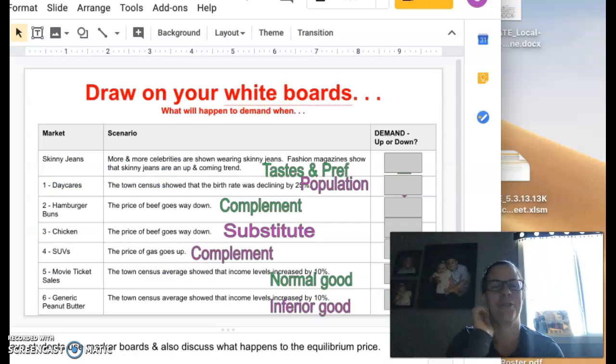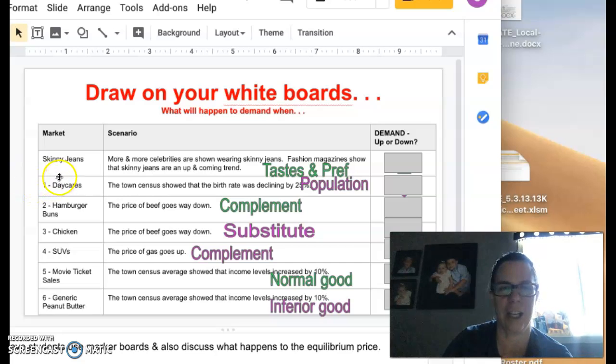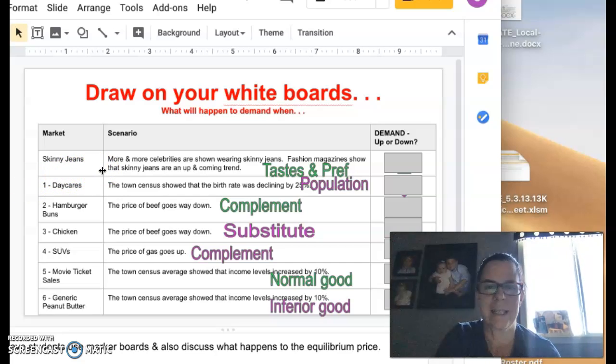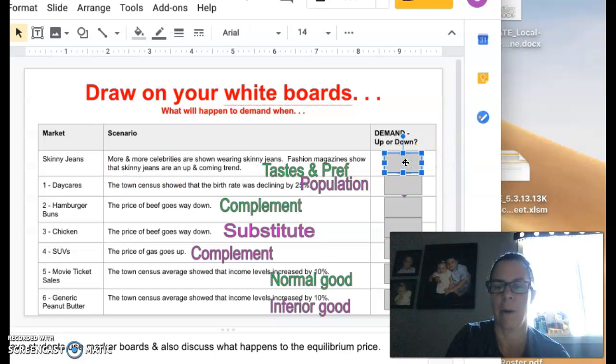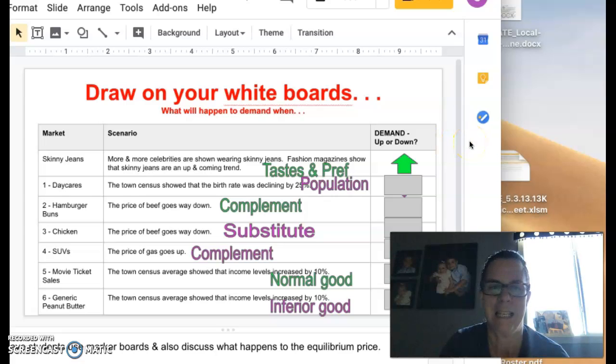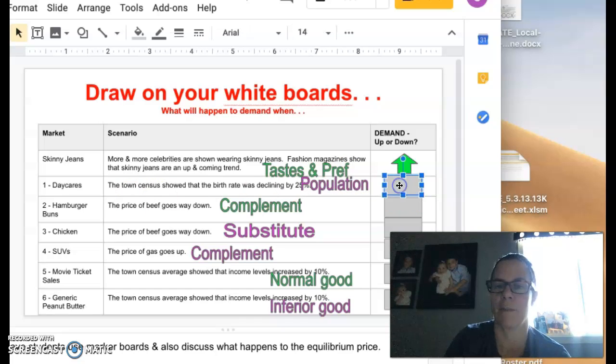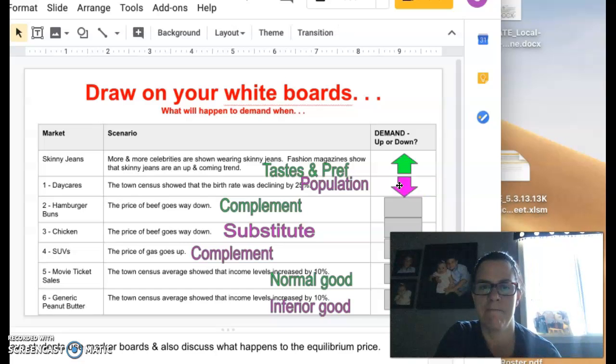Okay, we're going to practice a few of these. We'll do a couple together and then I'm going to ask you what you think. So here we are. First one, the market is skinny jeans. More and more celebrities are shown wearing skinny jeans. Fashion magazines show that skinny jeans are an up-and-coming trend. This determinant is tastes and preferences, and what we're going to see in the marketplace is demand increase. All right, next one, daycares. The town census showed that the birth rate declined by 25%. So what would happen to the market for daycares? Well, because of population, it's going to decrease.